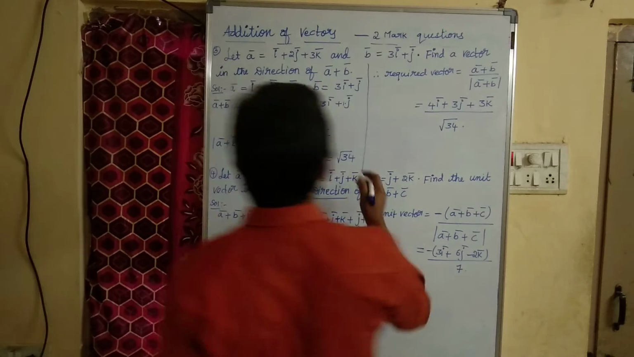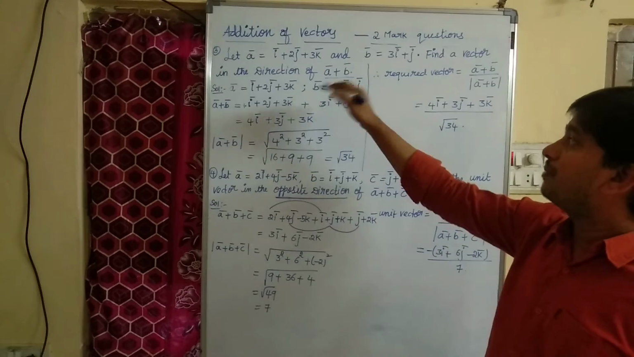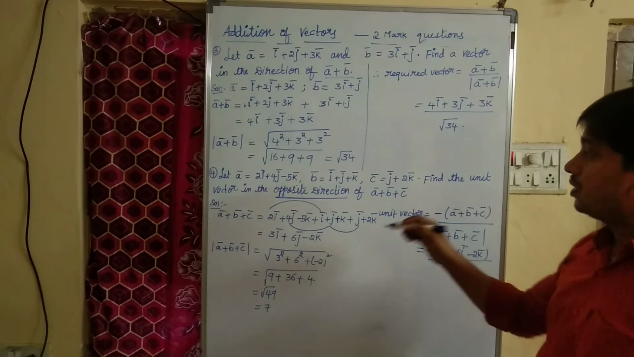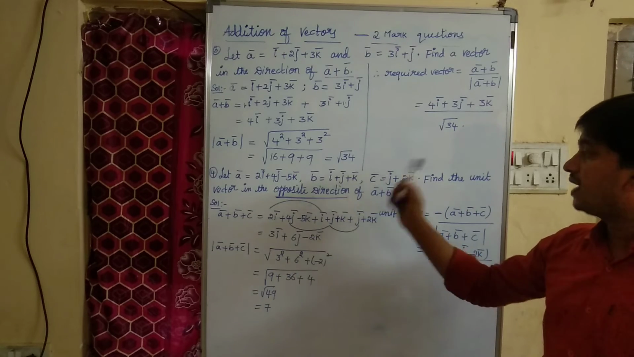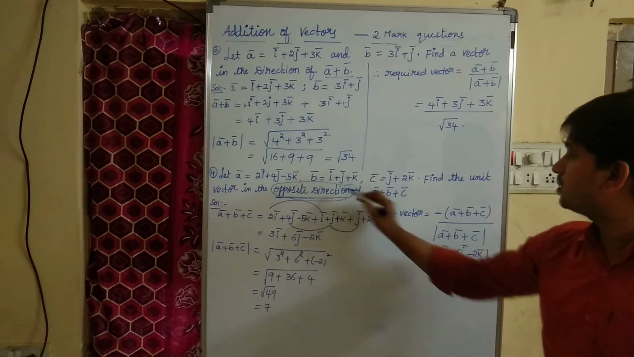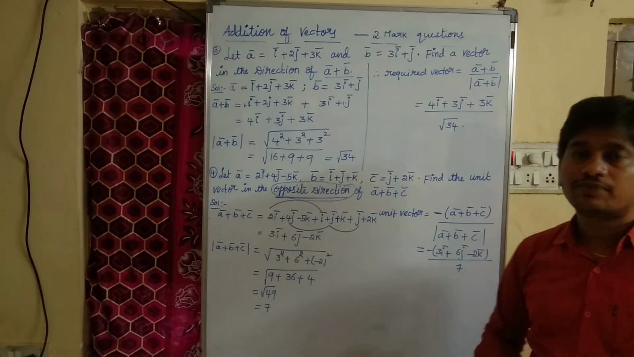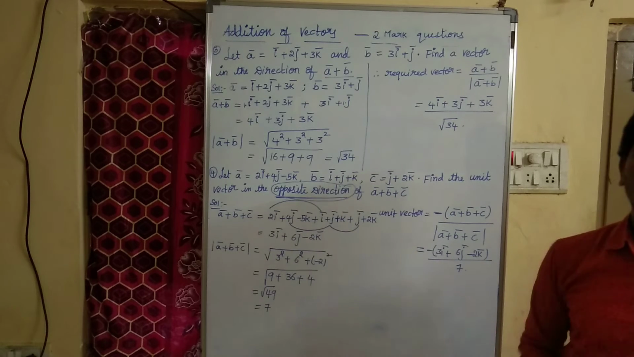Here in this case they are asking to find unit vector in the direction of A bar plus B bar. We added A bar and B bar. Here unit vector in the opposite direction of A bar, B bar, C bar. First we added, then they are asking here opposite direction. Opposite direction means we need to put a sign minus. Children, I hope you understood about the concept of unit vector, right?